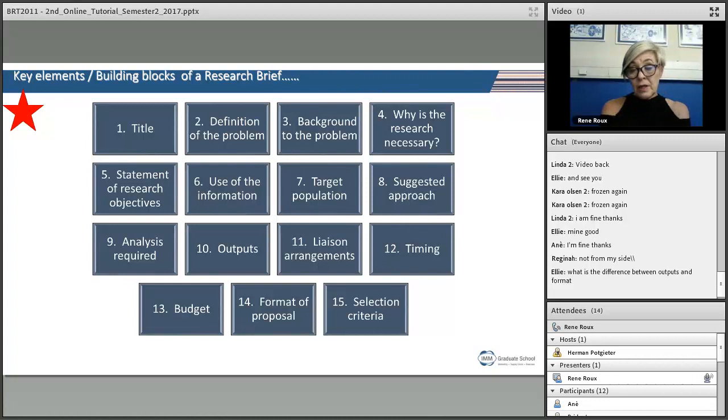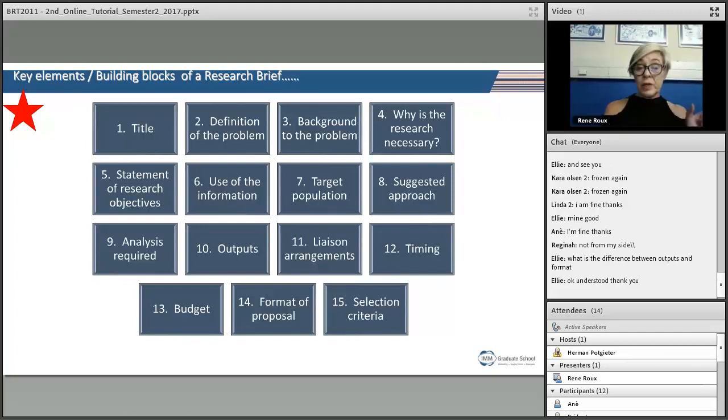Whereas number 14, the format, is about in what format you want a proposal. Remember, you write a brief. You share the briefing document with the research agency. The agency has to come back with a proposal. But in what format do you want that proposal? Do you want it in a PowerPoint presentation, a Word document, a combination, electronically, paper? Which is different, because your output is the format in which you want your research findings. Does that make sense, Ellie? Great.